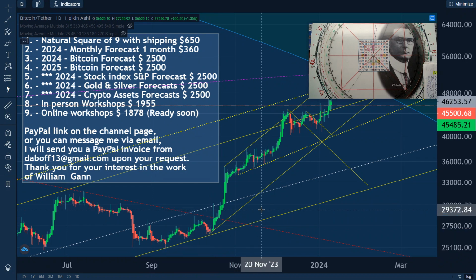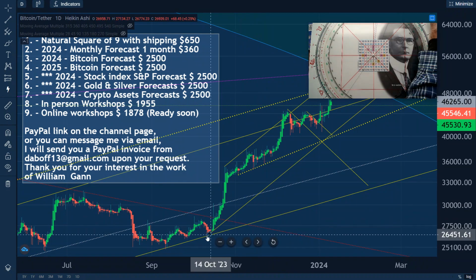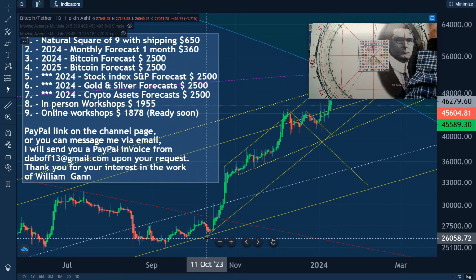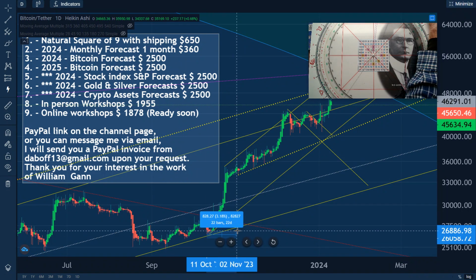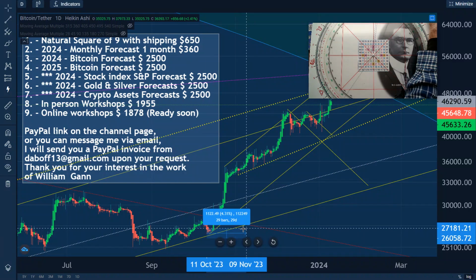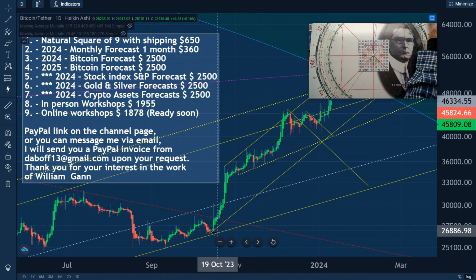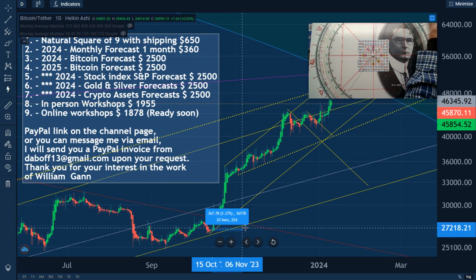So let's go ahead and take a look at the next one now. From this point in here, we were expecting a top at 25 and 26 days, and that would be right in here. However, if we take it from our breakaway point, and this is where it gets really interesting, we're at 25 and 26 days, and we've made our top.